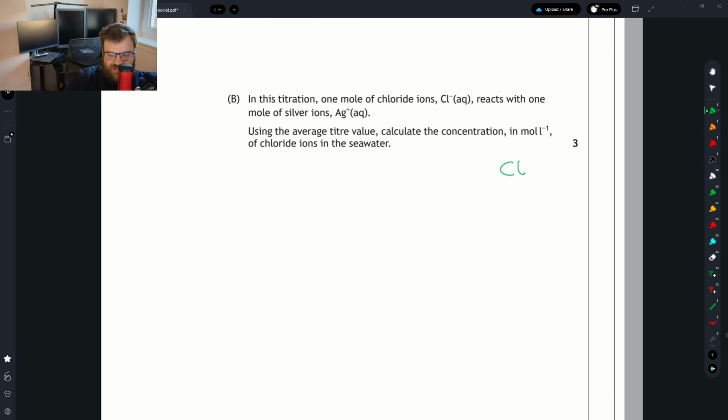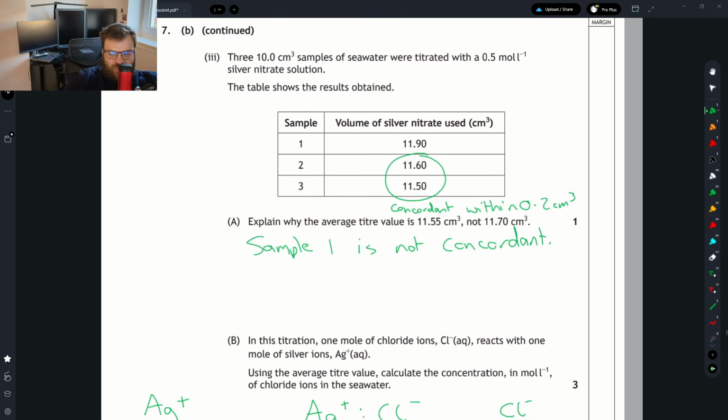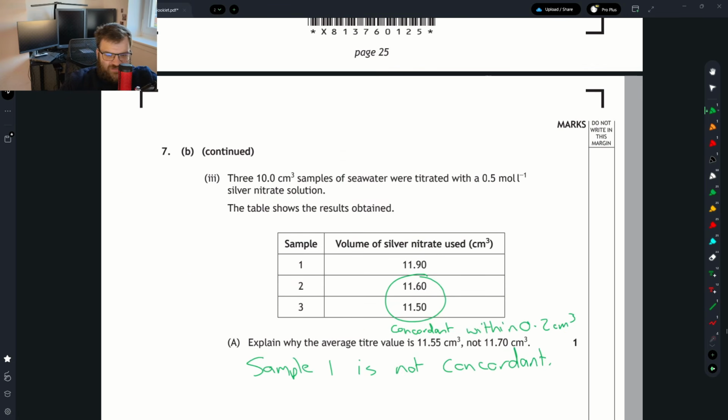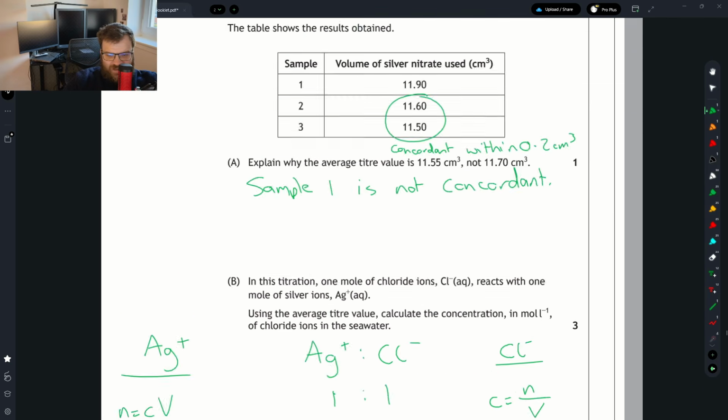So on the right hand side, we're finishing with chloride ions, and we're going to do C equals n over V. And we're starting off looking at our silver. It says it's a 1-to-1 ratio, which means it will just be the same number of moles on both sides. I'll just set it up first of all. So our volume of silver nitrate is 11.55, which we want it in litres. So n equals CV, so n equals something times 0.01155. And then they should give us a concentration, which they do, 0.5.